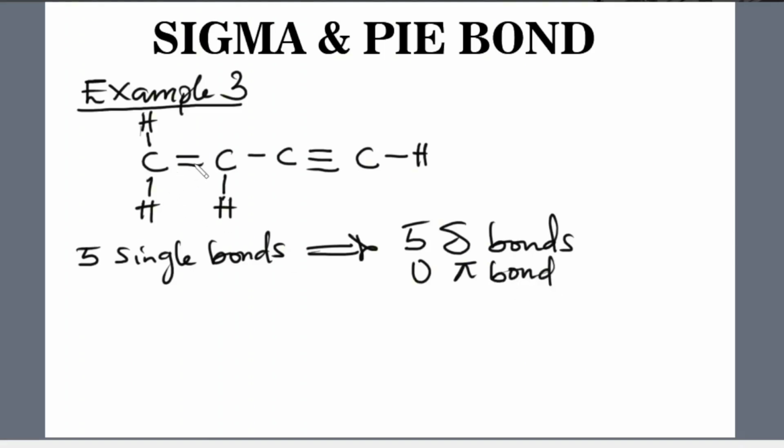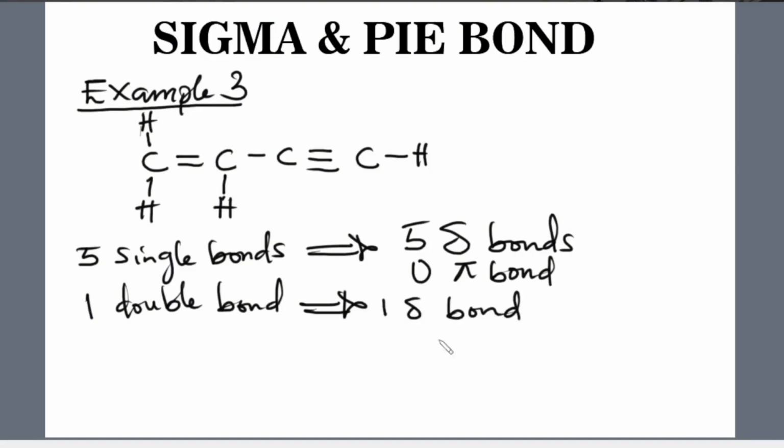Okay, let's count the number of double bonds in this compound. We only have one double bond in this compound. And in one double bond, there is one sigma bond and one pi bond. So we have one sigma bond and one pi bond.